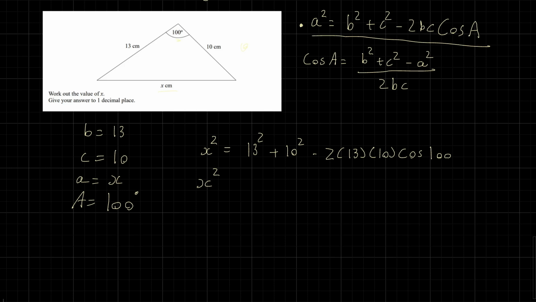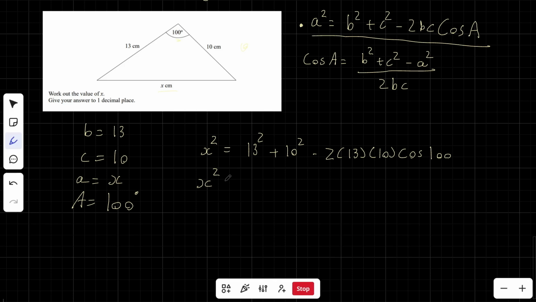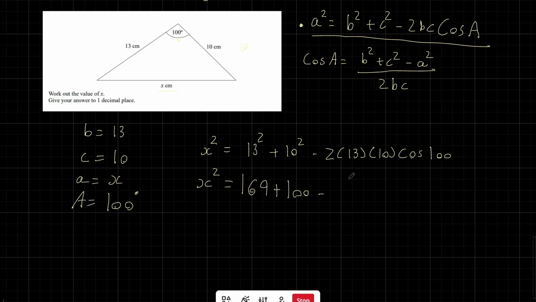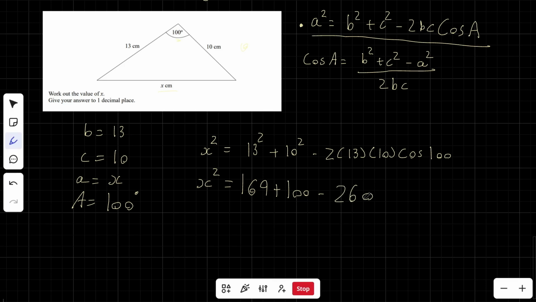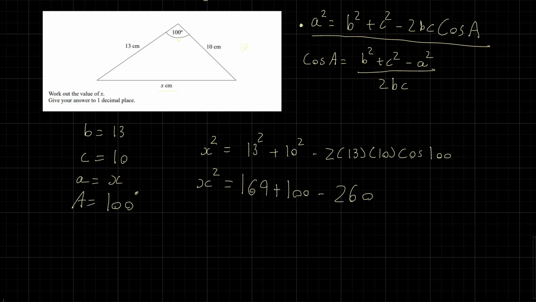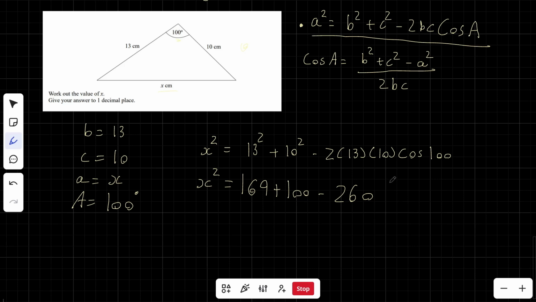So, 13 squared. I could have probably done that in my head, but you've got to be safe. 13 squared is 169. 10 squared is 100. 2 times 13 times 10, that's 260. And then cos 100 is what you really need the calculator for. And if we plug that in, yes, we're going to get an absurd decimal, minus 0.1736 dot dot dot.